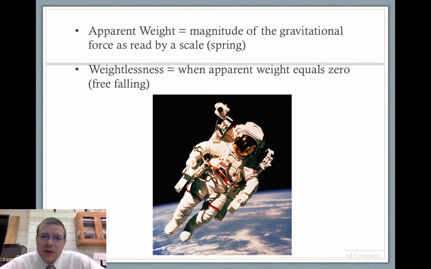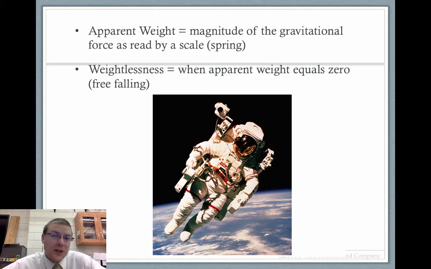Hey everyone, so after looking at the examples we had for the elevator lab, the apparent weight would tell you what the gravitational force would be read by a spring scale. So if you're at rest, we know that you weigh exactly what the force of gravity is on you. Those forces are balanced and equal. Whatever the scale says is what you weigh.